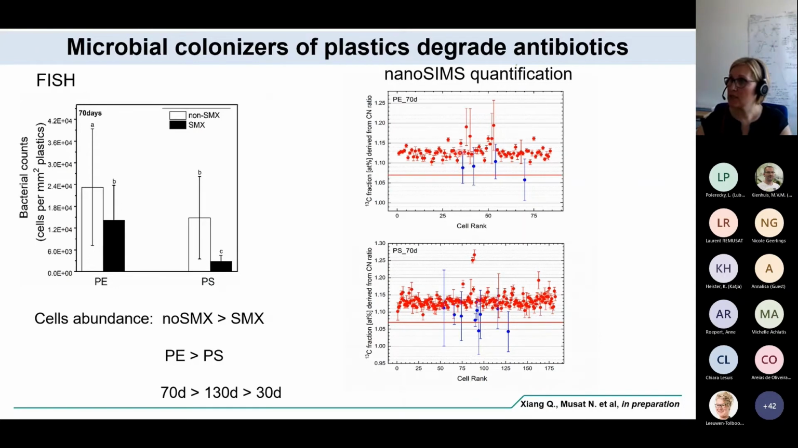And the NanoSIMS data, so here we have much more analysis done, but I present you just the fish NanoSIMS quantification, and we have indication at 70 days that we have uptake of this 13C from the antibiotic, from the SMX, into the microbial biomass. In blue, you have the control, and in red, you have the cells colonizers with 12C SMX; control means with 12C SMX.